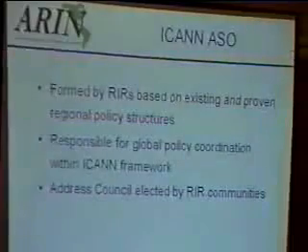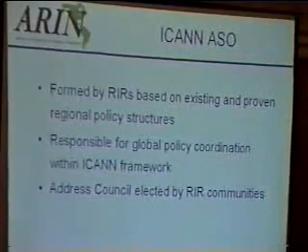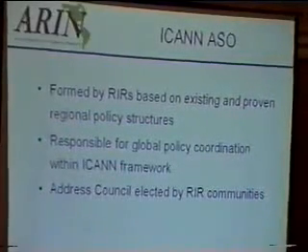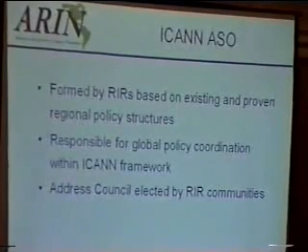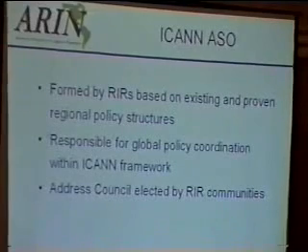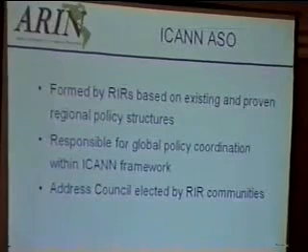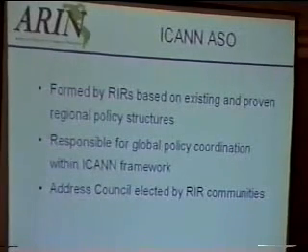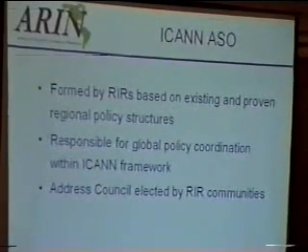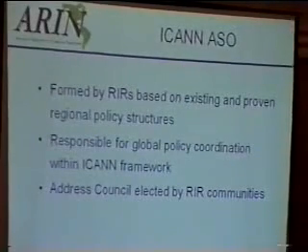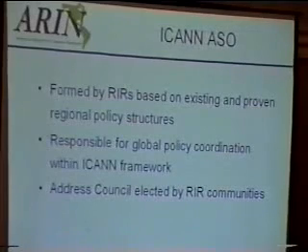And just one thing about the second bullet point here, where it says responsible for global policy coordination within the ICANN framework. Now, there are global policies and there are regional policies, okay, for the regional Internet registries. An example of a global policy is with IPv6. The 3 regional Internet registries have a common policy for IPv6 allocations. The criteria is the same across the board. So we consider that a global policy. And we coordinate amongst ourselves and through the ICANN ASO AC.